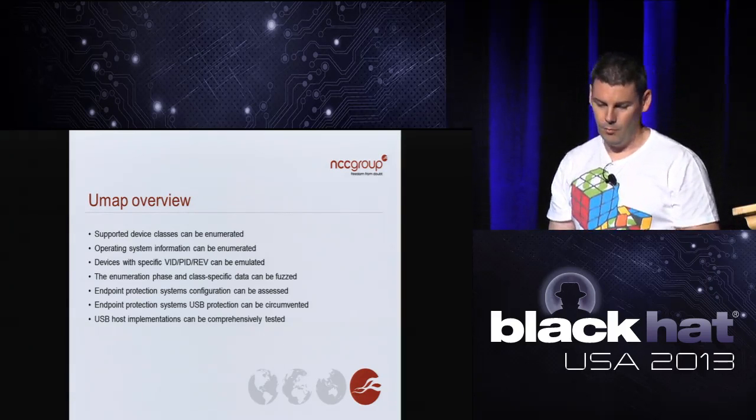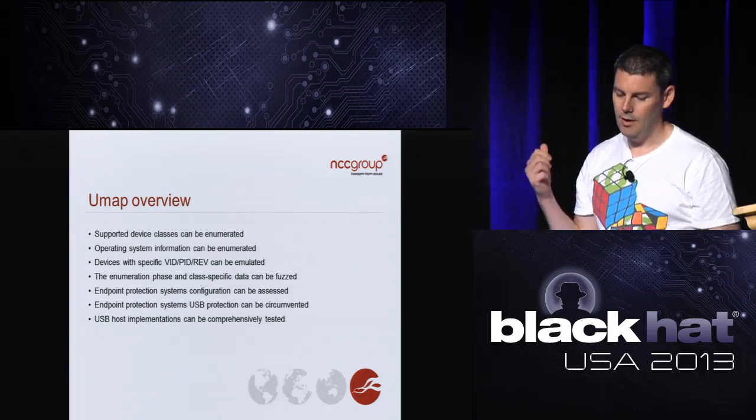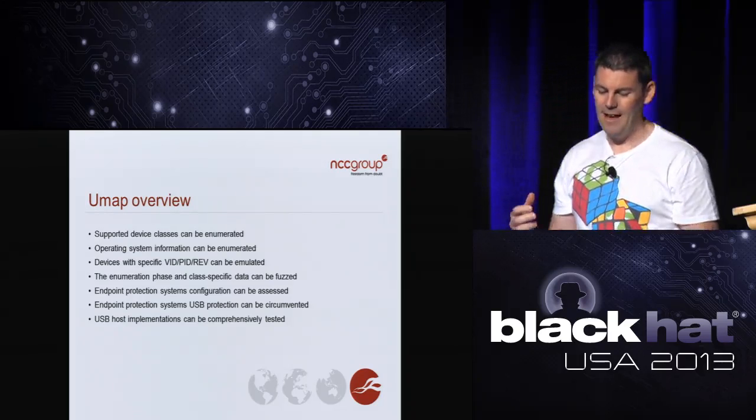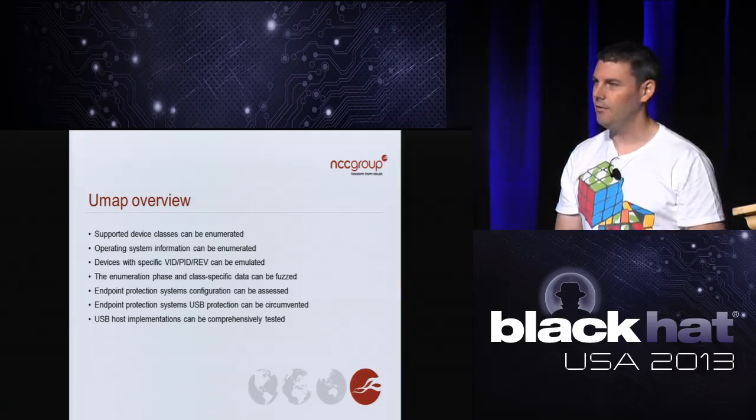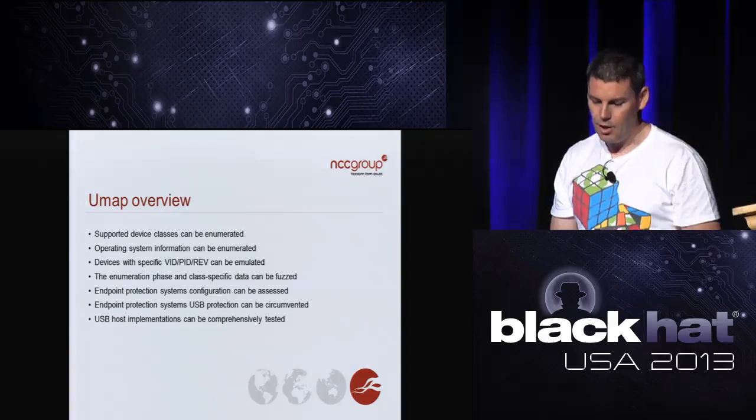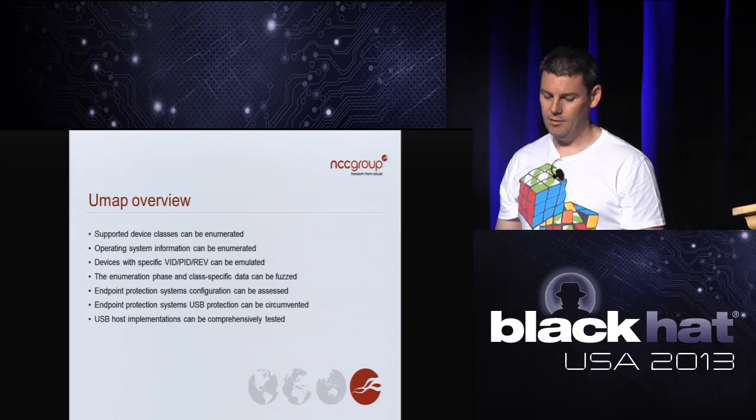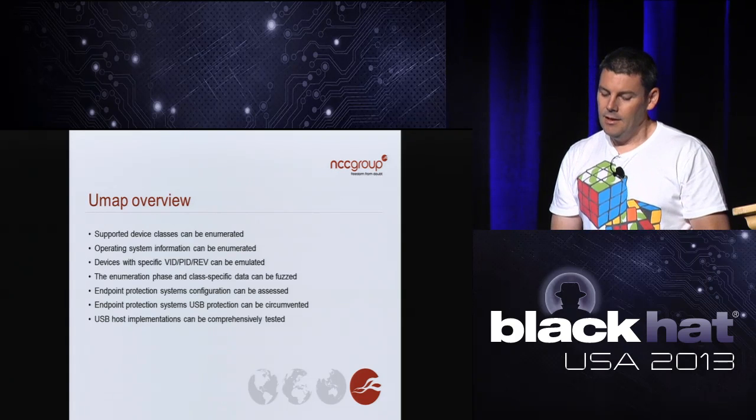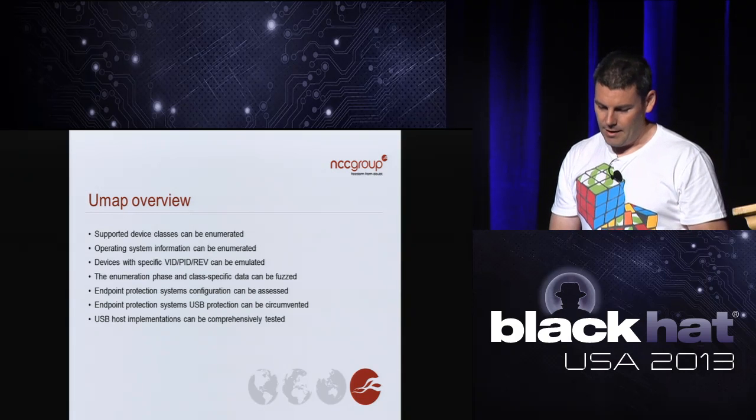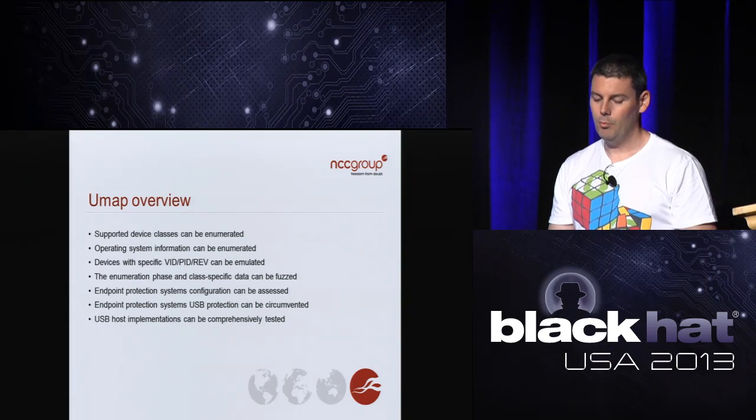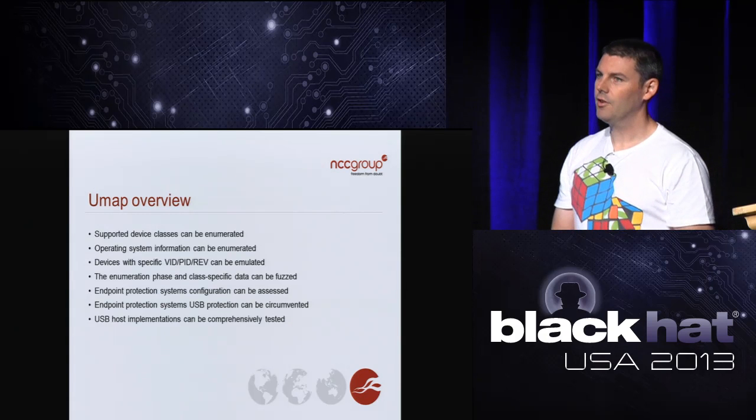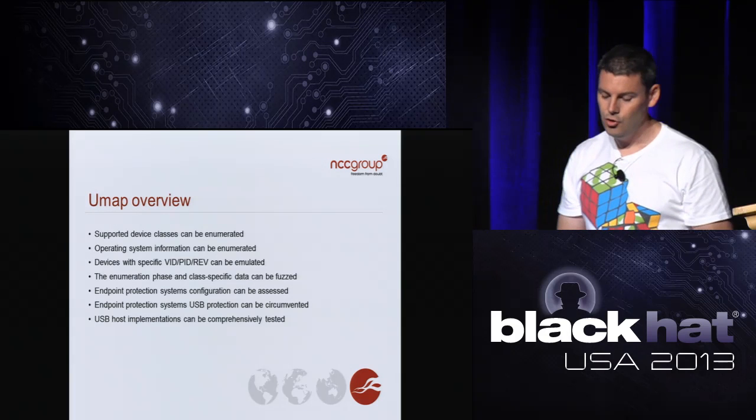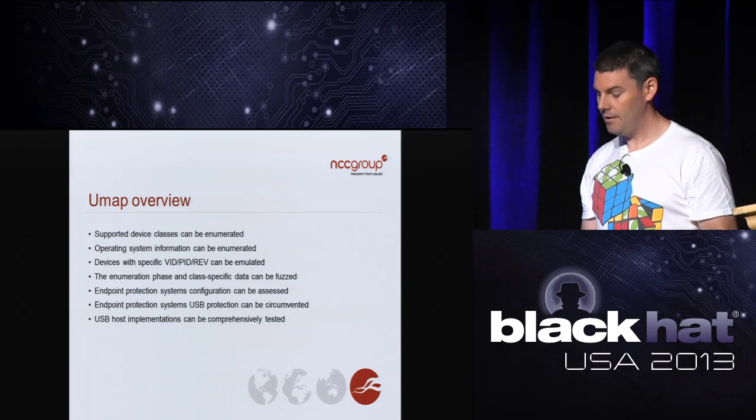So just a bit of an overview of what you can currently do with umap. You can identify the device classes that are currently supported, and do a very rudimentary operating system identification. You can emulate specific devices based on the VID, PID, and rev for the different classes. You can fuzz that data based on the spec. So for example, if you've got a USB-based endpoint protection system that's configured to only allow certain classes of device to be inserted, you can test the configuration of that using umap.